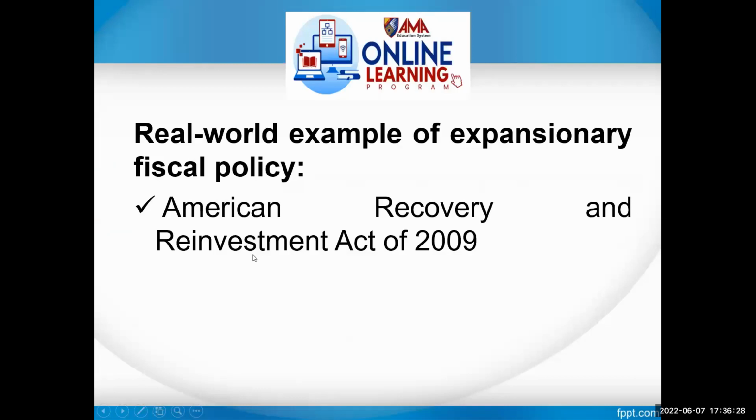So let's give a real world example of expansionary fiscal policy. It happened during the American Recovery and Reinvestment Act of 2009. You may explore more of this by researching on the internet, but I am just stating that these are happening in the real world.